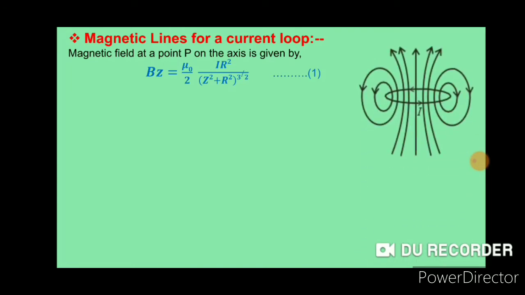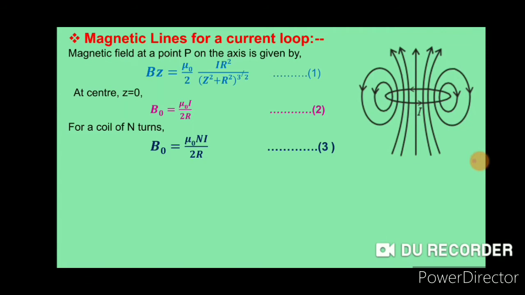Here the diagram is given. As a special case, the field at the center of the loop is obtained from the above equation by putting z equal to 0. Therefore, B0 is equal to mu 0 I divided by 2R. Suppose this is equation number 2. For a coil of N turns, the equation becomes B0 is equal to mu 0 N I divided by 2R. This is equation number 3.